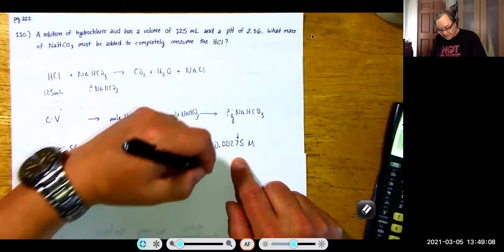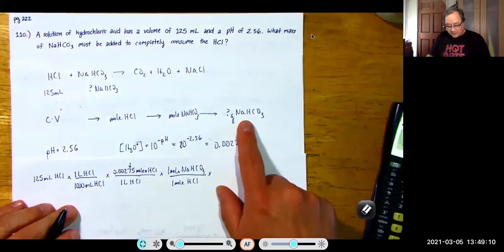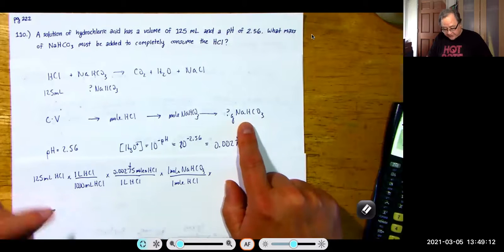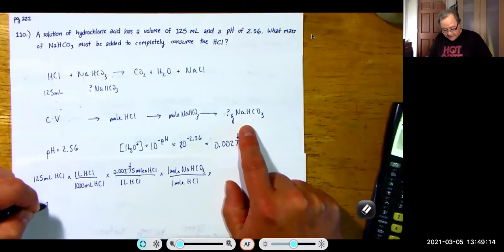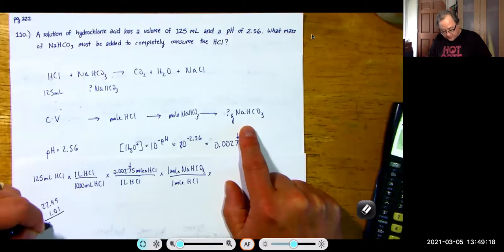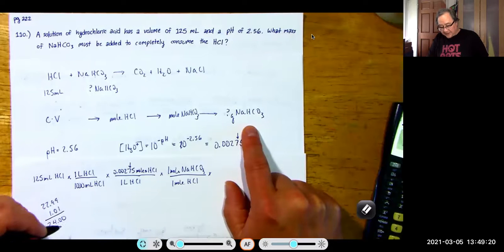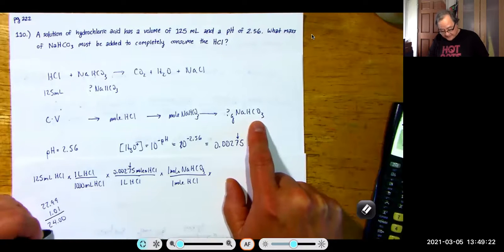And then to get the grams, we need the molar mass of this stuff, which is 22.99 plus 1.01, which is 24.00, plus 60.01, which is 94.01.